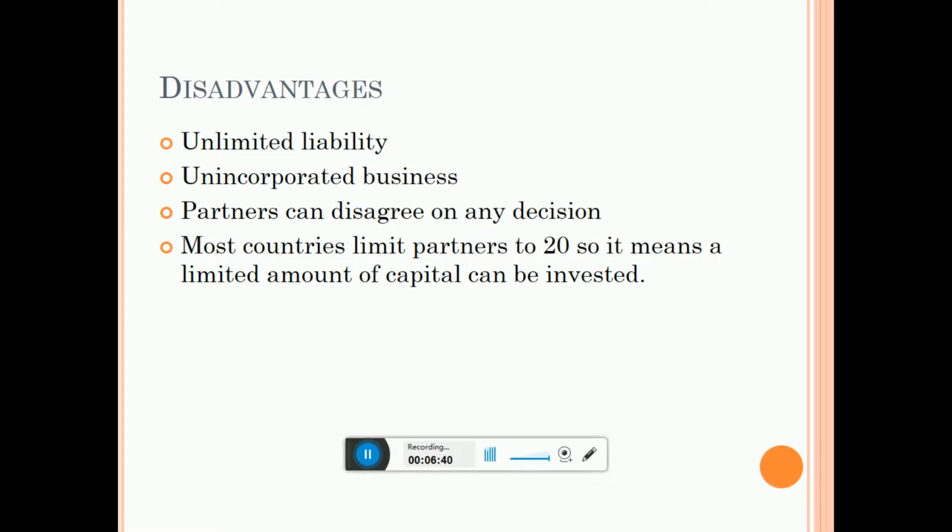Then the third is partners can disagree on any decision. This is more or less obvious, that if there is more than one person, then there will be some sort of disagreement. Then the last is most countries limit partners to 20, so it means a limited amount of capital can be invested. This is more or less obvious, that 20 people can invest into the business to a limit. So if there is a limit on the partners, then there is a limit on the investment that can be made.